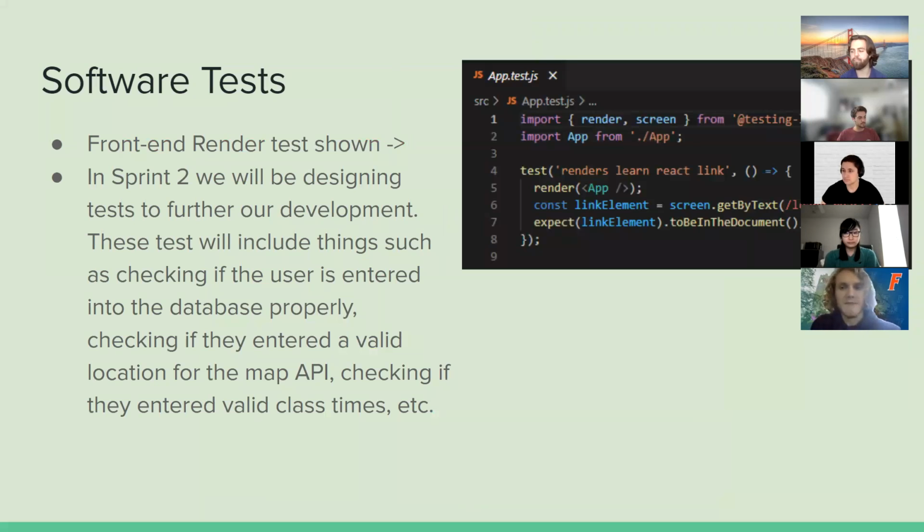Yeah, so like Matt was saying, a lot of our development has been front end, so we haven't integrated as many software tests as we would for the back end. So right now we have a simple test that checks if we render the React link properly. So our web page is actually up and running. So in Sprint 2, one of the big focuses is going to be writing the tests to further development of the backend to integrate the map API properly and to get the user database integrated.